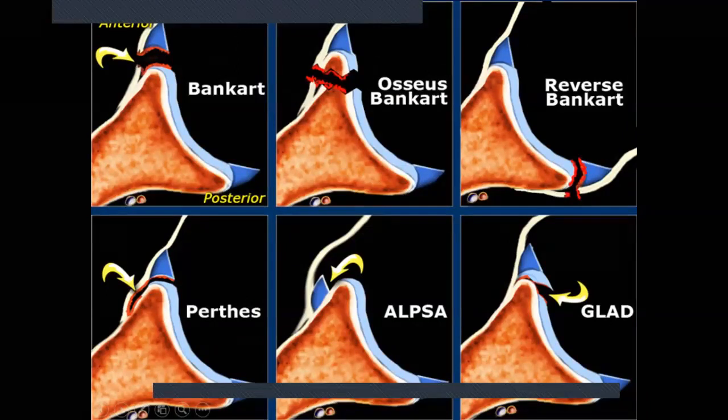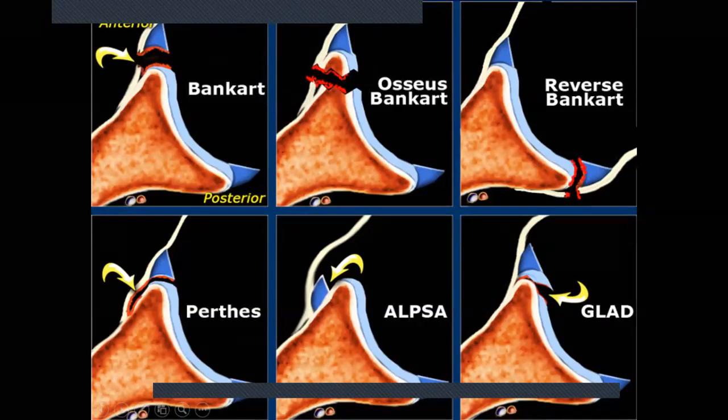Here I show you this. This is the classical Bankart lesion, seen anteriorly, and this is the osseous Bankart lesion. This is the reverse Bankart, where the posterior end of the glenoid labrum is torn. This is the Perthes lesion, where the periosteal sleeve itself is avulsed from here, and the anterior labroligamentous periosteal sleeve avulsion, where the glenoid labrum moves posteriorly with the periosteum, and the GLAD lesion, where the chondral injury is present here.